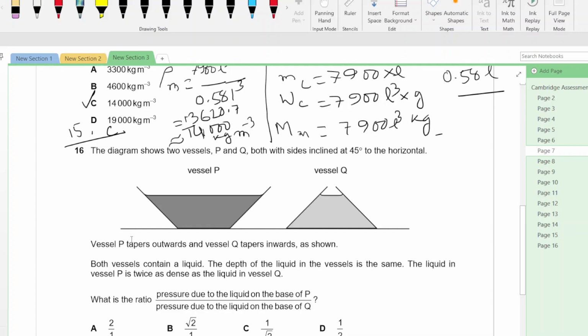Question 16. The diagram shows two vessels P and Q, both with sides inclined at 45 degree to the horizontal. Vessel P tapers outwards and vessel Q tapers inwards as shown. Both vessels contain a liquid. The depth of the liquid in the vessels is the same.